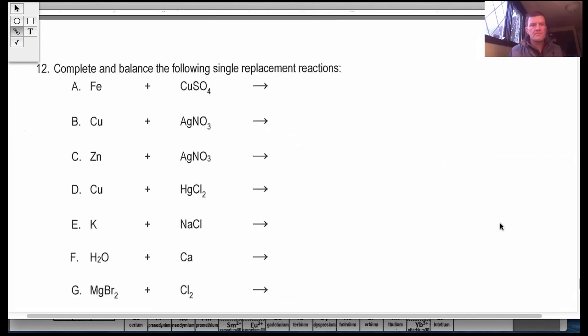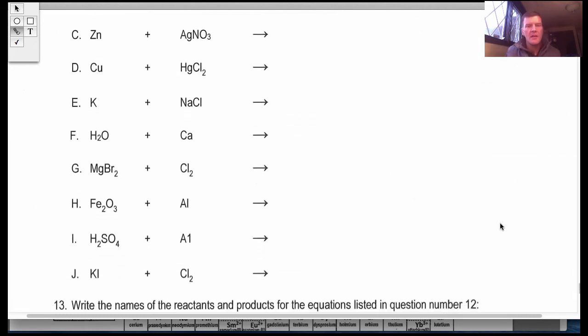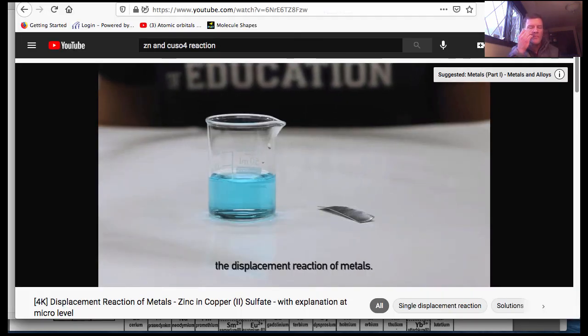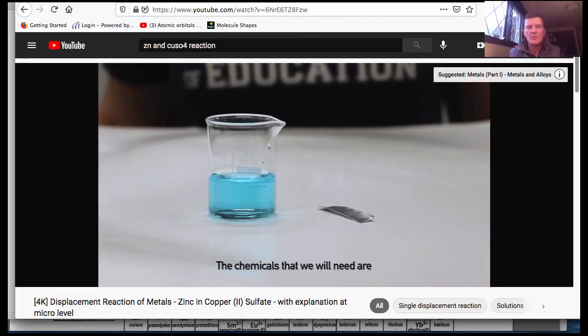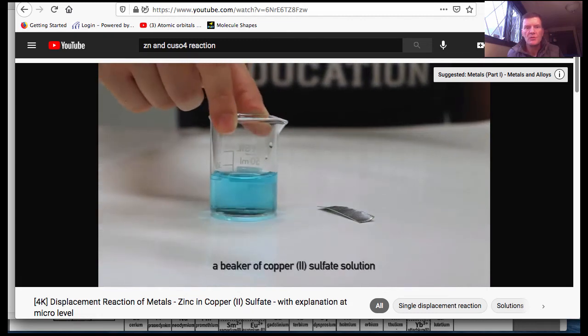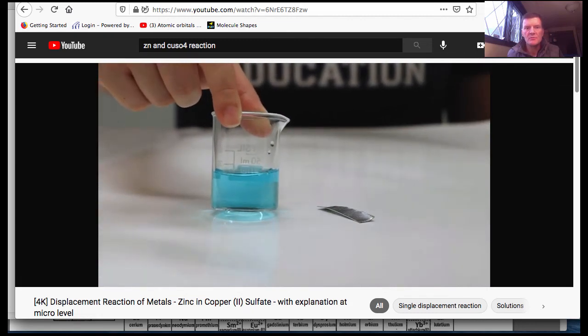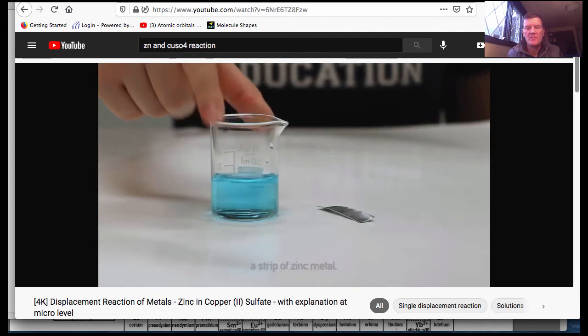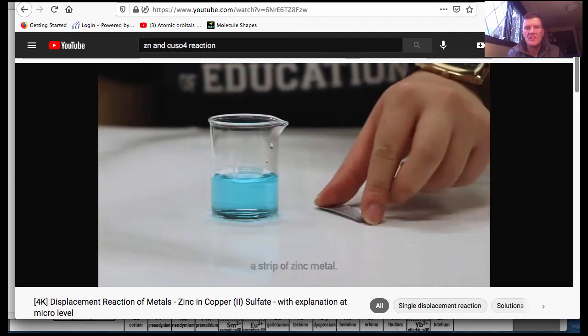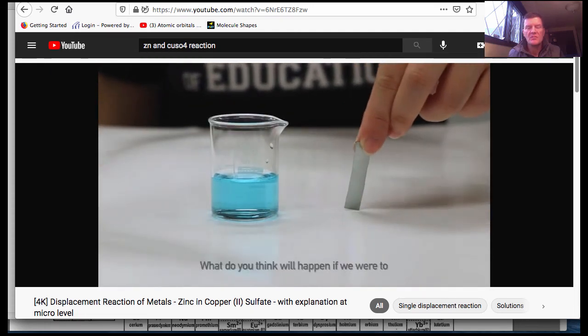All right, we're not going to do all of these. Let me first of all show you these single replacement reactions, a little video here, so you can kind of witness these. So this is a copper solution. The blue is the copper solution there, the blue liquid, and then you have a piece of zinc, and that piece of zinc is going to be inserted into the copper solution.